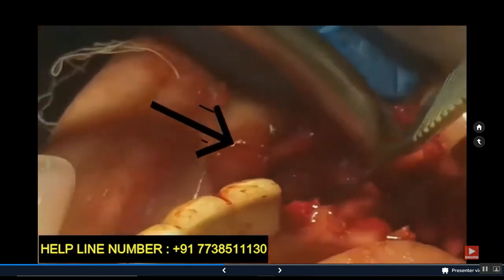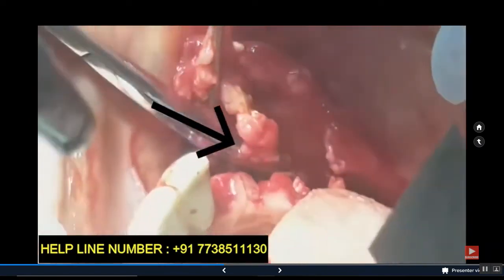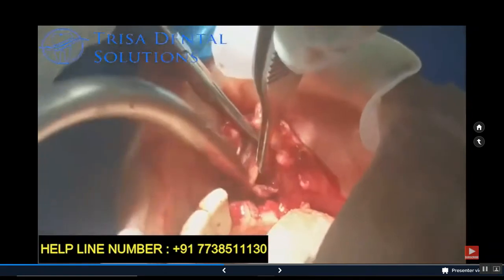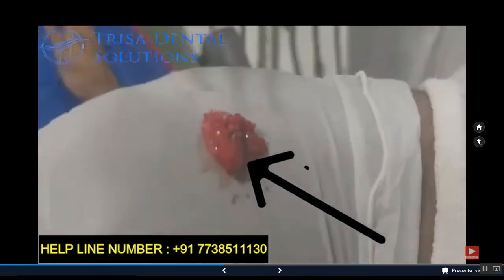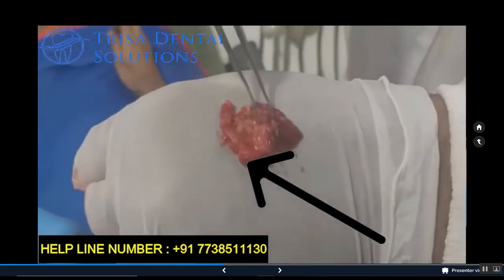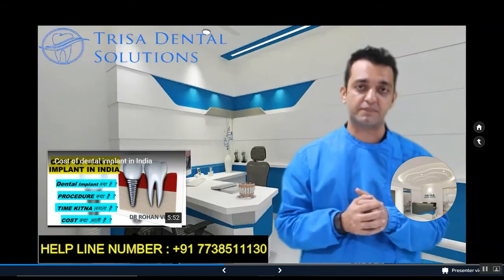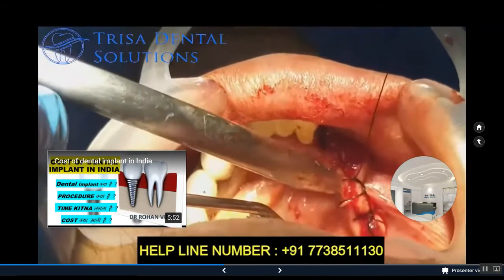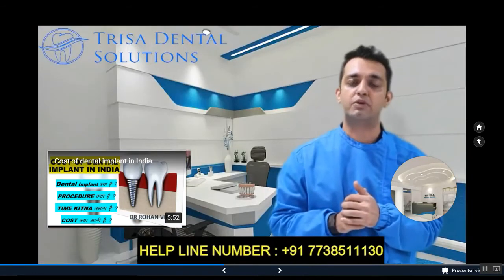So once the cyst is nicely enucleated, immediately we remove the lesion and fix it in formalin so that we can send it to histopathology for doing the biopsy and studying exactly what that infection is. After the work is done, this patient is nicely sutured up, as you are seeing on my screen, and this will help you take care of the cyst.